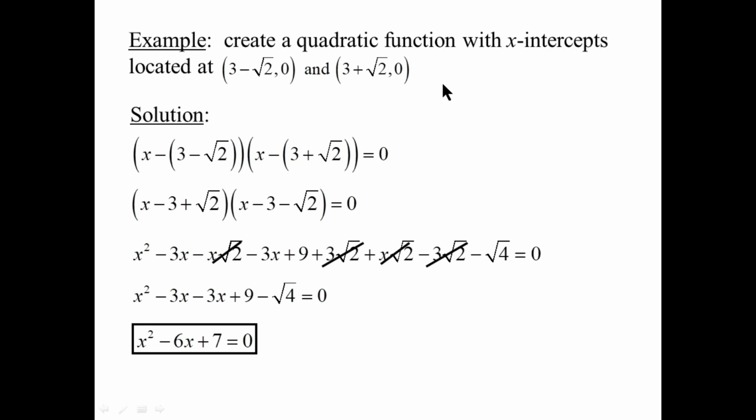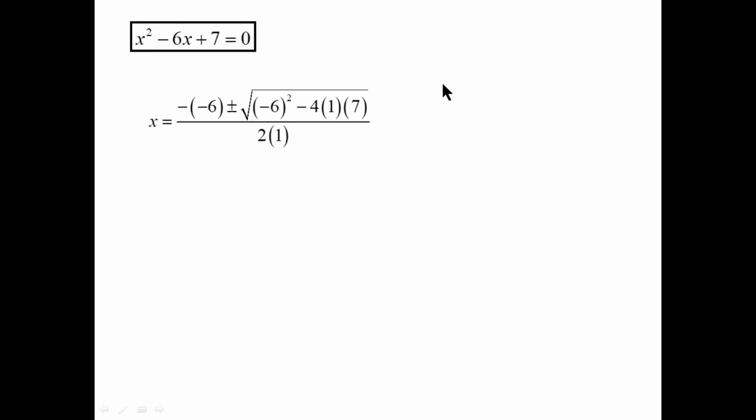I'm claiming that this quadratic has this for roots. Well, let's see if this is true. Let's find out. x equals negative b plus or minus the square root of b squared minus 4ac all over 2a. Negative b, which is negative 6, plus or minus the square root of b squared, which is negative 6 squared, minus 4a, which is this one, c, which is that 7, all over 2a.